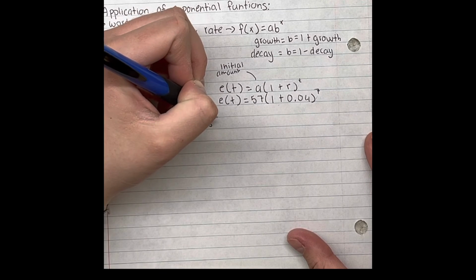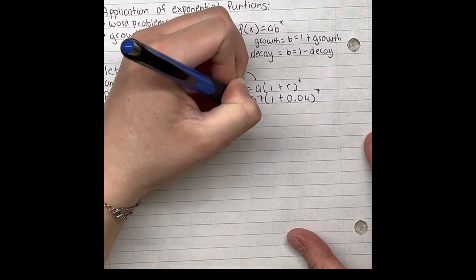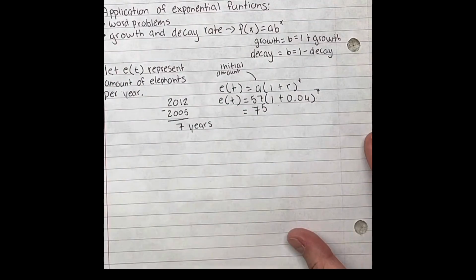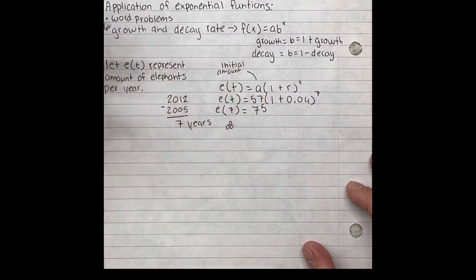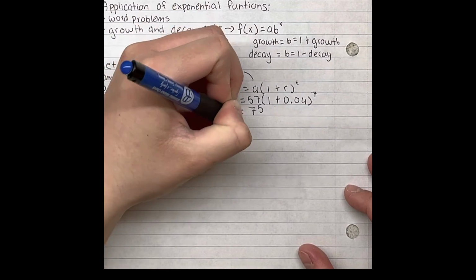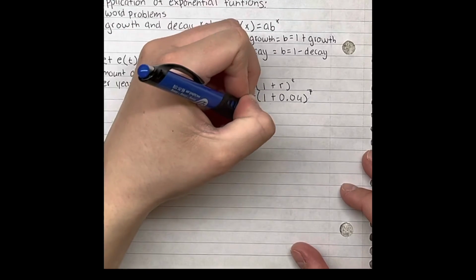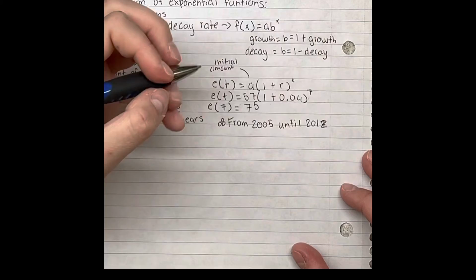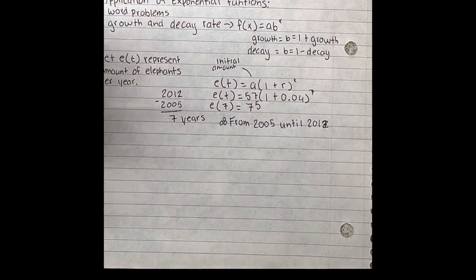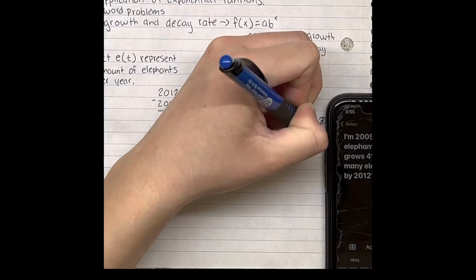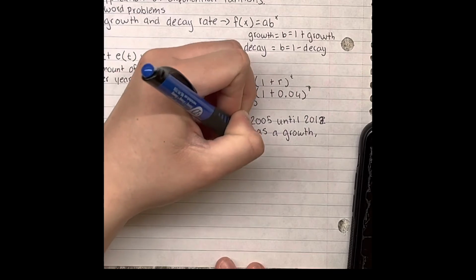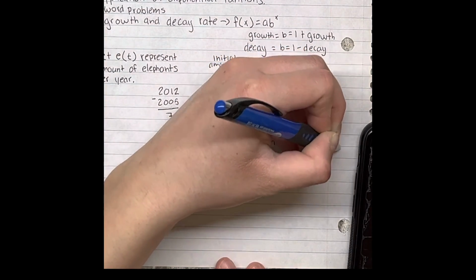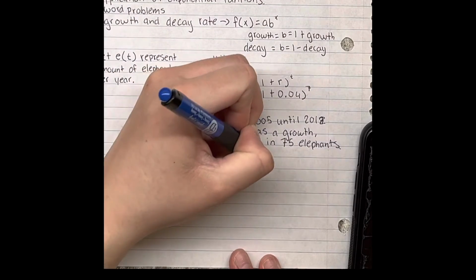And then we can go plug it into our calculator. And what we get is 75. So then we write a therefore statement to say what is 75 and how many years. So what I am writing here is from 2005 until 2012, there was a growth resulting in 75 elephants in 7 years.